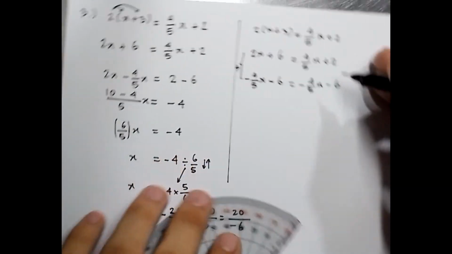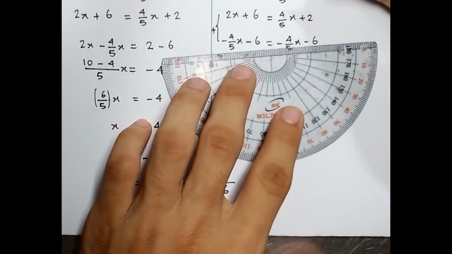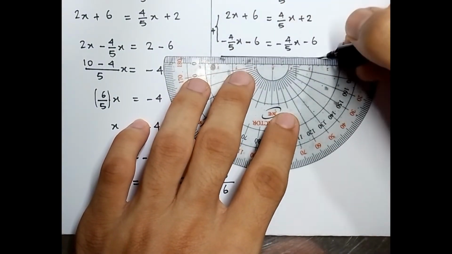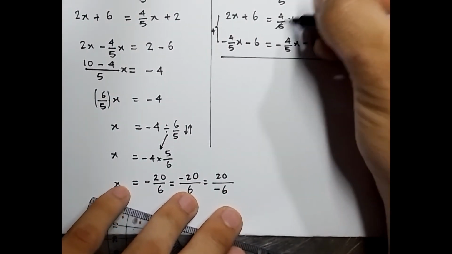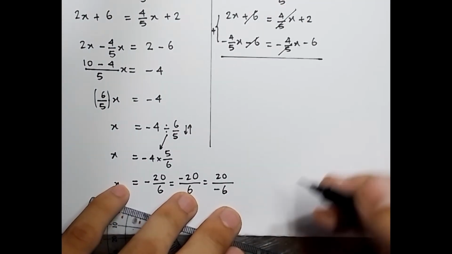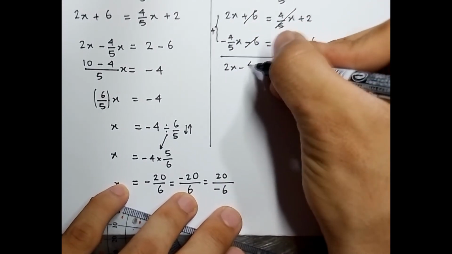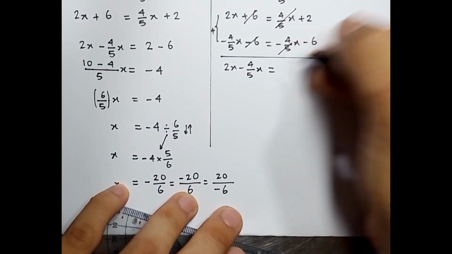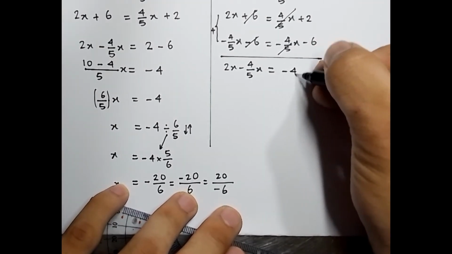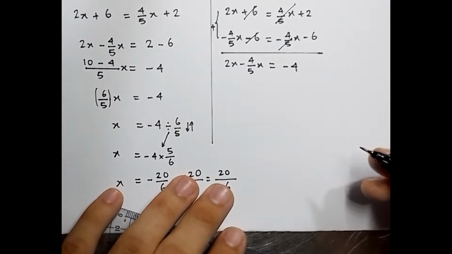Add these equations together. What will we get? Okay, so we will get here, cancel this number because it has a positive and negative sign, so they can cancel each other. So this is what we have left. Plus 2, okay, minus 4.